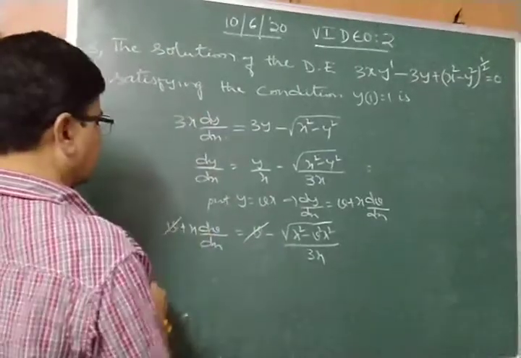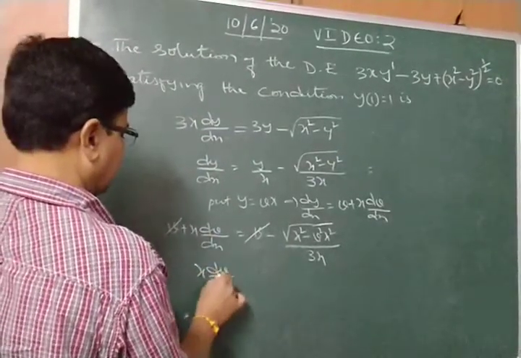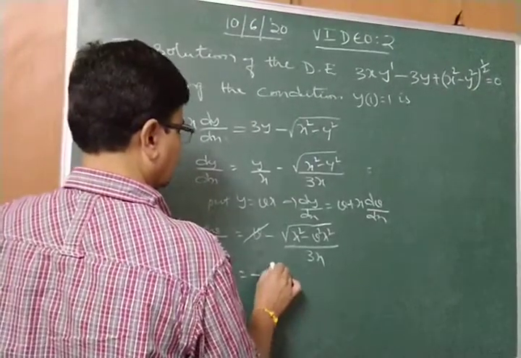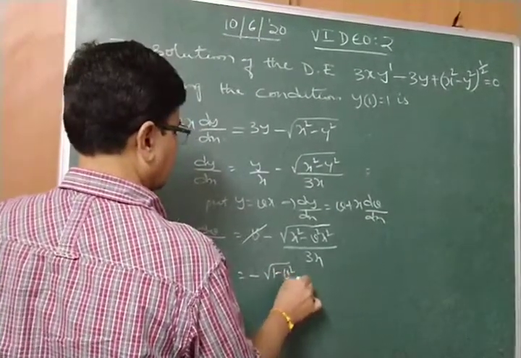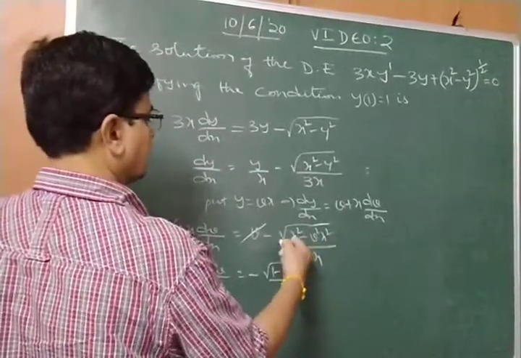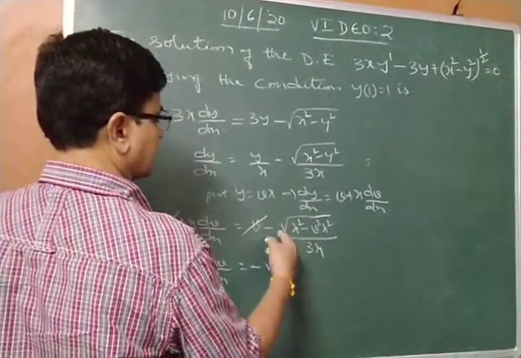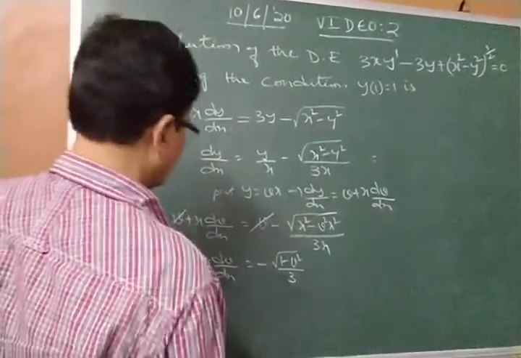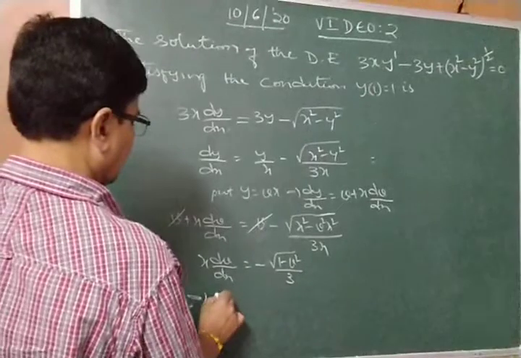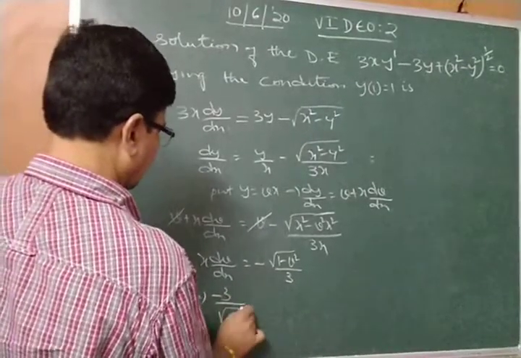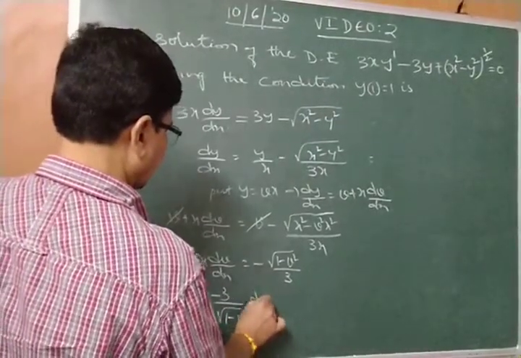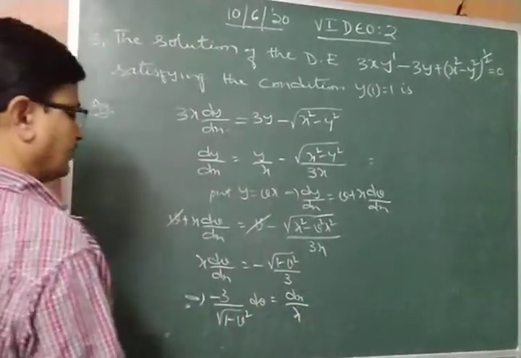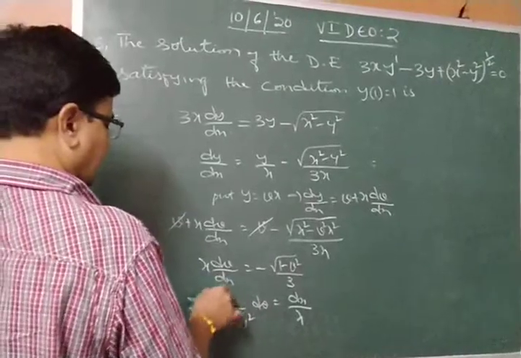Now v cancels. Now it is x dv by dx equal to minus square root of 1 minus v square by 3, taking x square common and x both cancelled. So this can be written as minus 3 by root of 1 minus v square dv is equal to dx by x, and then applying integration on both sides.